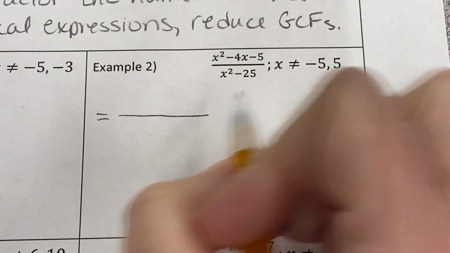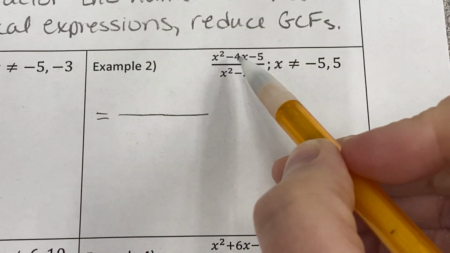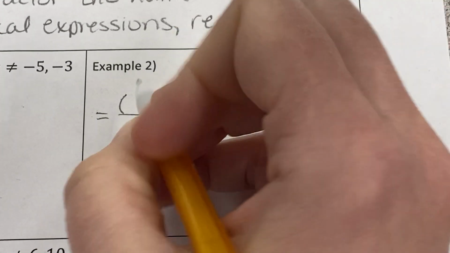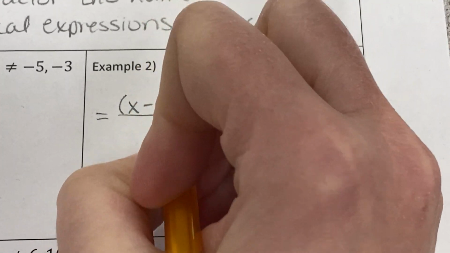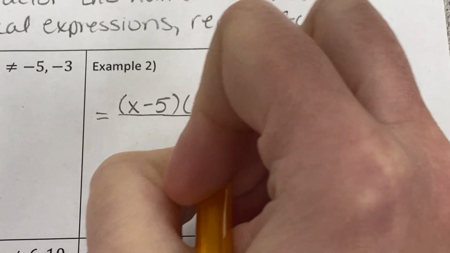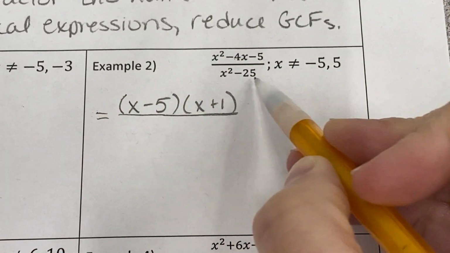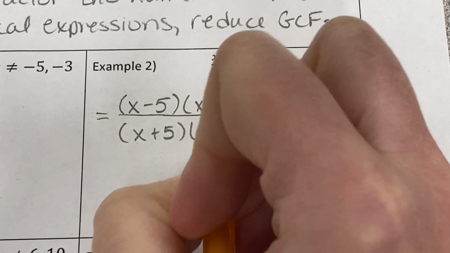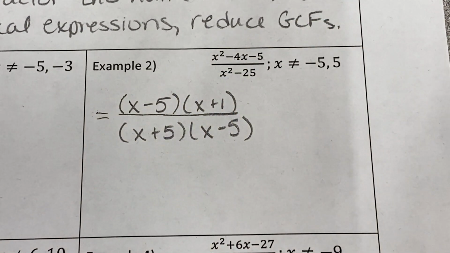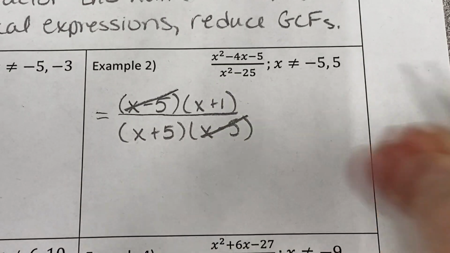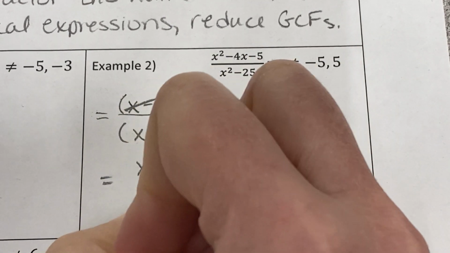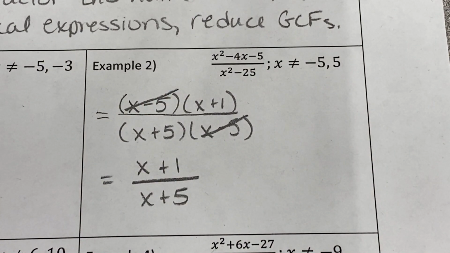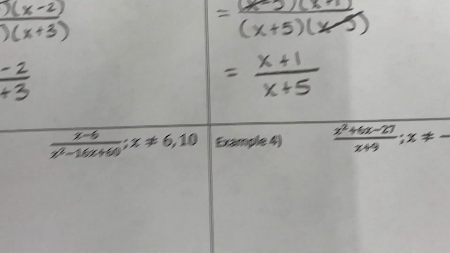So for this one, in the numerator, we need two numbers that add to -4 and multiply to -5, and that would be -5 and +1. In the denominator, this is the difference of two squares, so it would be x plus 5 and x minus 5. So our x minus 5 expressions cancel, and we are left with x plus 1 over x plus 5. Next example.